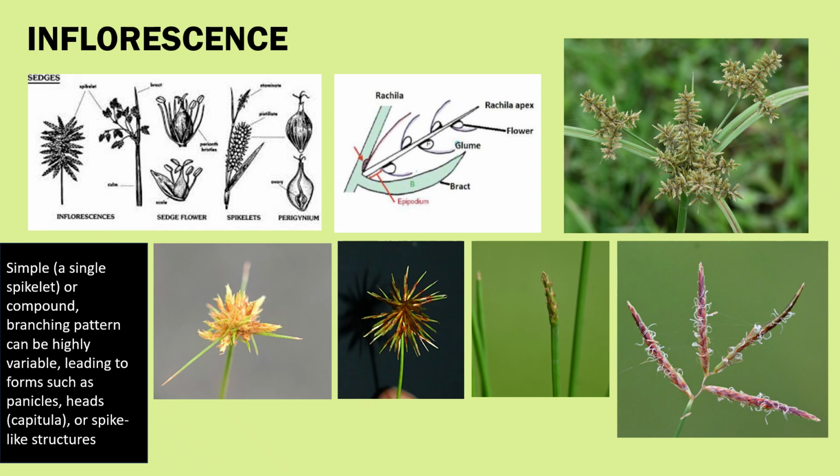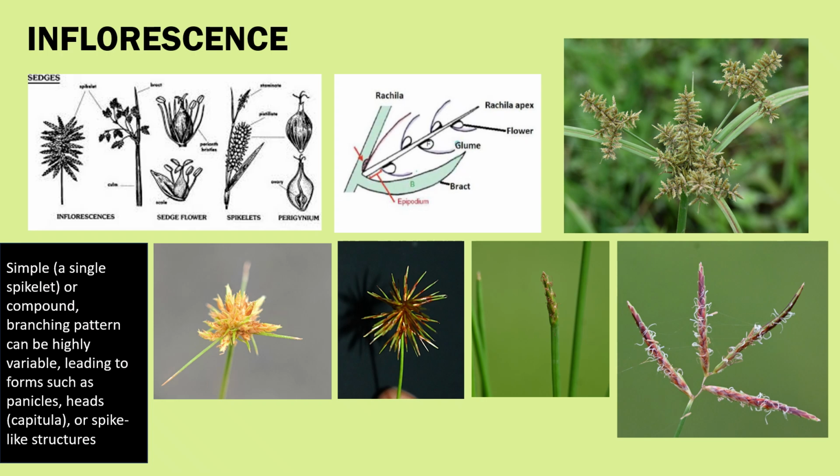In the inflorescence you will find spikelets, and in the spikelets you will find rachilla, and on this numerous rachilla you will find very small flowers, numerous flowers arranged on the rachilla. So this is about the inflorescence of the sedges.